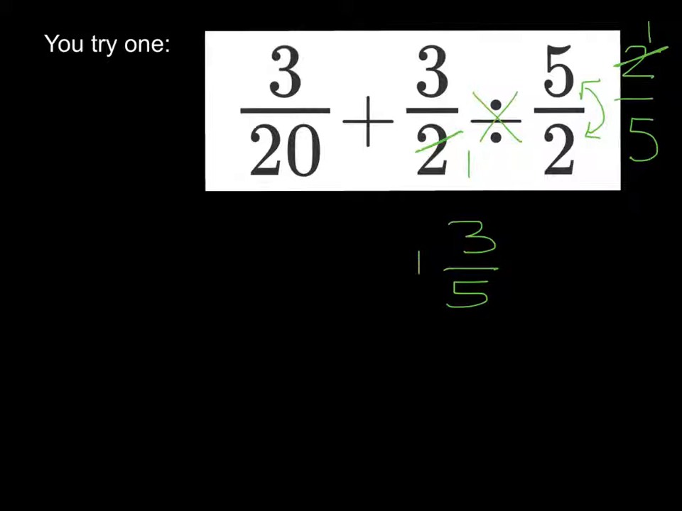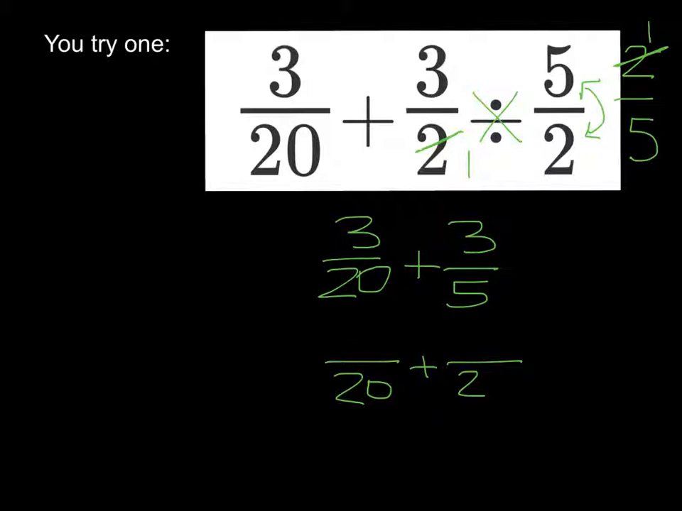Now it's time to take my 3/5 and add that to 3/20, but I have to get a common denominator of 20. The first fraction is going to stay the same, but the second fraction needs to be multiplied on the top and the bottom by a 4. So that becomes 12/20ths. Now I can add the tops, 3 plus 12, and I get 15 over 20.